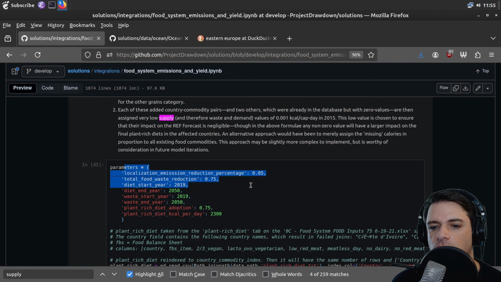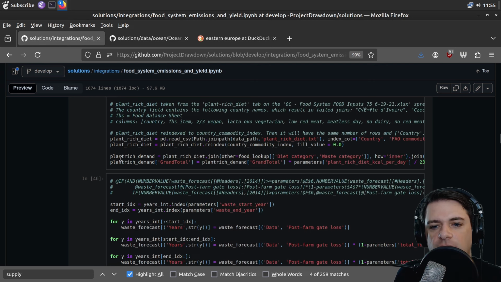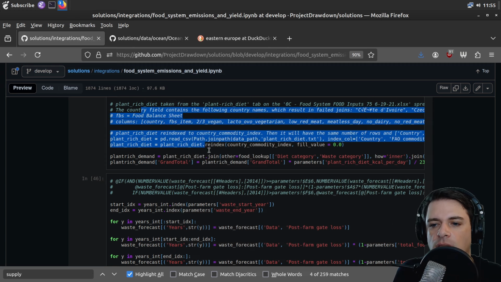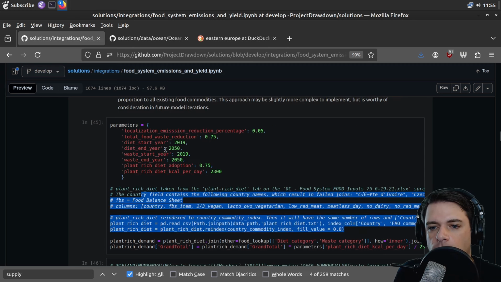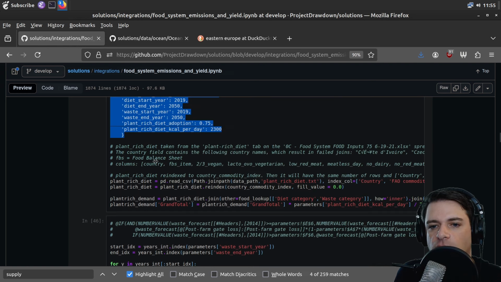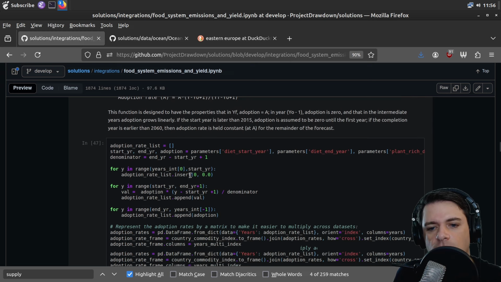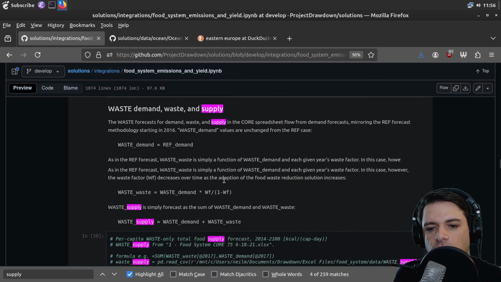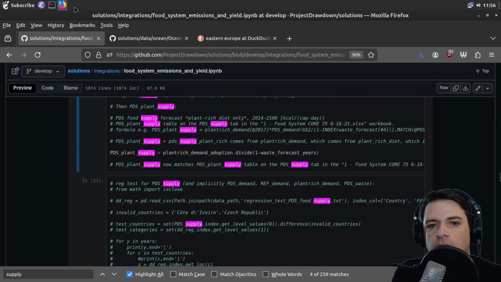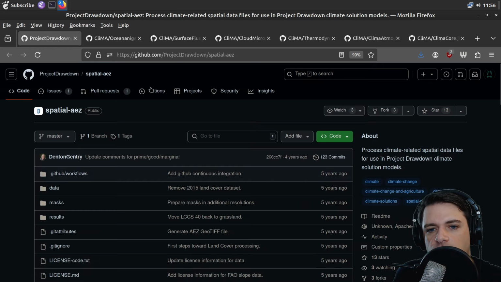And we have some parameters: localization, emissions, reduction percentage. These are put into the model rather than being estimated in the data files. The diet year start, the diet year end, waste start year. I don't know what diet is. Okay, plant-rich diet. And then we do read some stuff in. Maybe these parameters are just to tell us what to reach, rather than being parameters of the model itself in a mathematical sense, and so on and so forth. At some point we must do some computation, I would think. But that's what this notebook is about. And that's part of the Project Drawdown stuff.